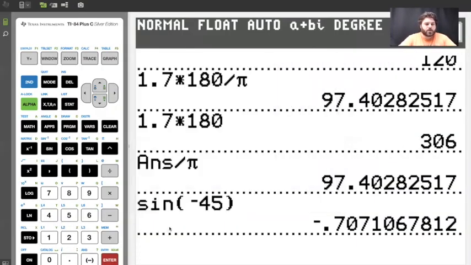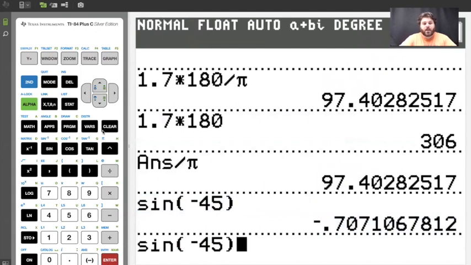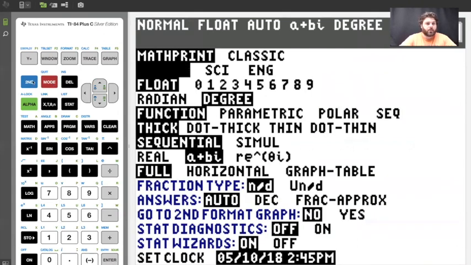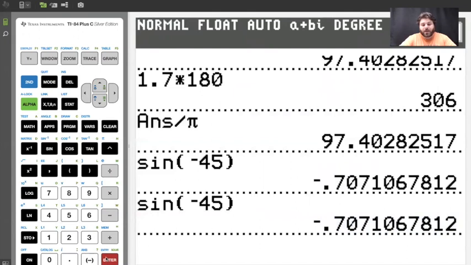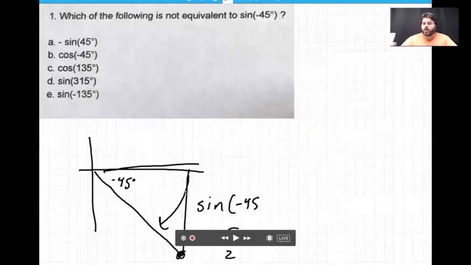Now I could also show you here, I just did sine of negative 45, as long as I'm in the right mode, I have to be in degree mode, is going to give me negative root 2 over 2. Remember 0.707 is root 2 over 2. So we know that that's true. We verified it with our calculator. So which one of these is not equivalent to it?